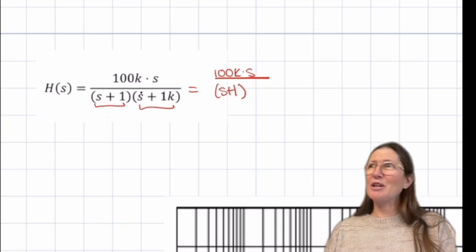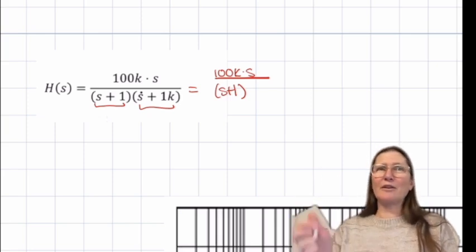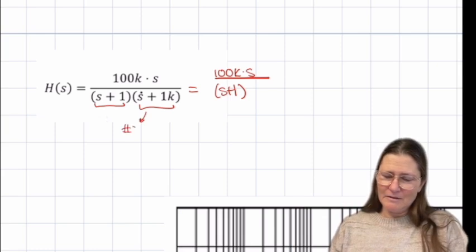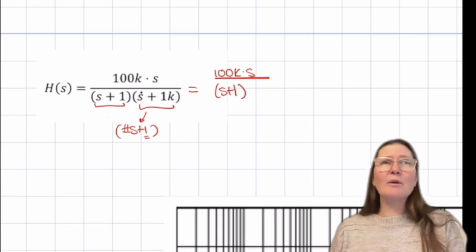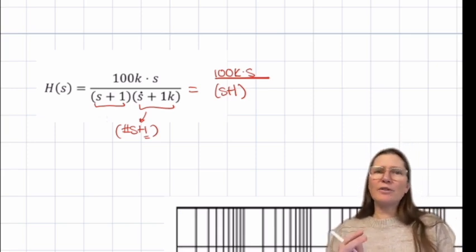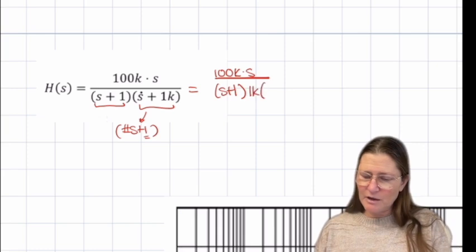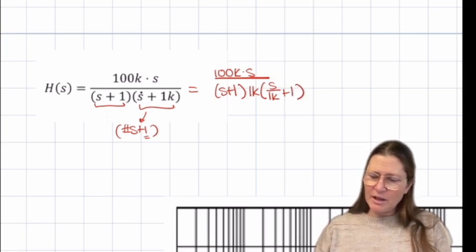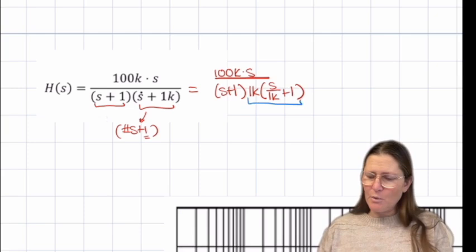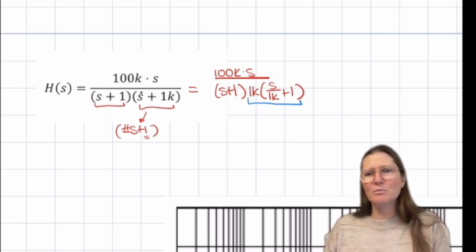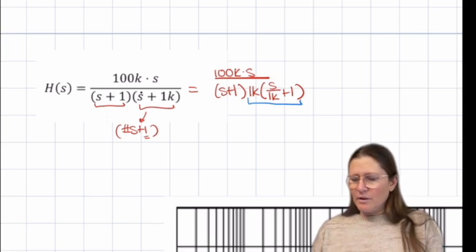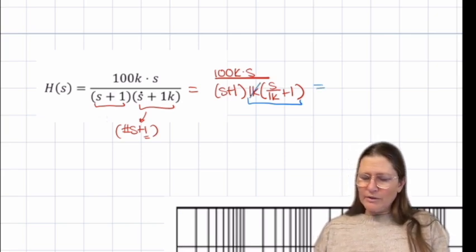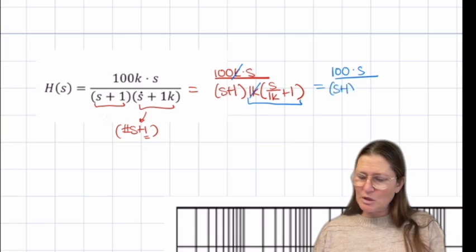No. So what we want is some number times s plus 1 as the standard form. So we need to get that plus 1, so we need to bring out the 1k in order to do that. If I bring out the 1k, this ends up being equivalent. If I multiply the 1k in, that becomes the s and then plus 1k. So this is going to cancel out, and I'll have 100s over s over 1k plus 1.